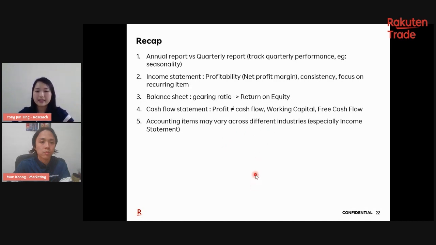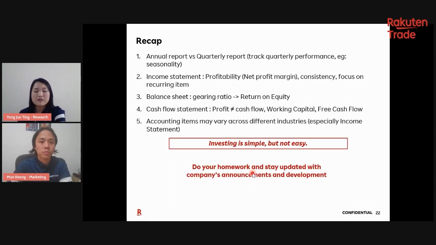So after I explained the key elements in a financial statement, actually investing is very simple. You don't need to think it's very complicated. Just focus on the fundamentals and link all the numbers together. Why? Think from a business owner's perspective. Does it make sense for you to do this kind of investment? Why do they want to venture into this business? It's simple, but it's not easy, because business is very interesting.